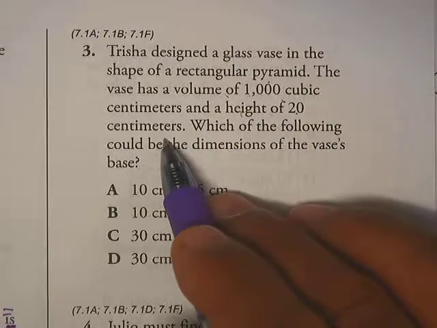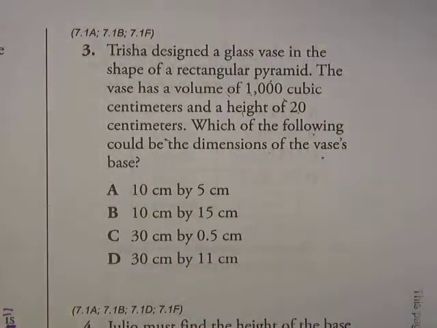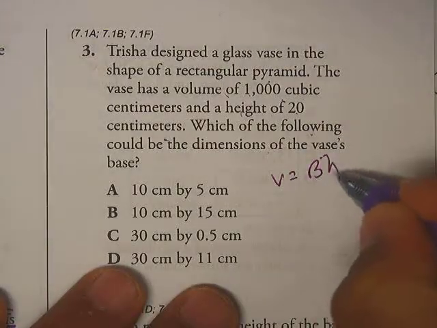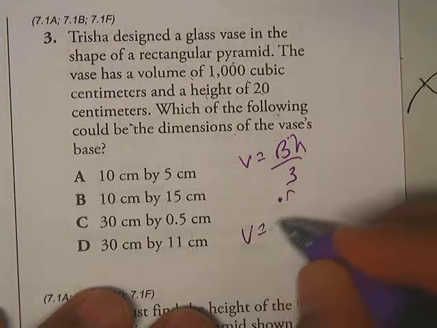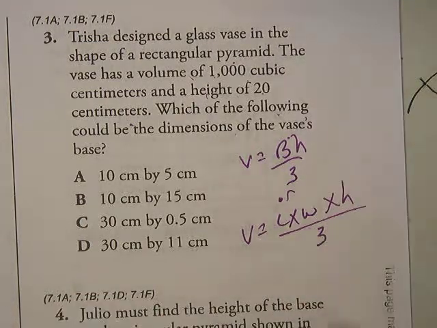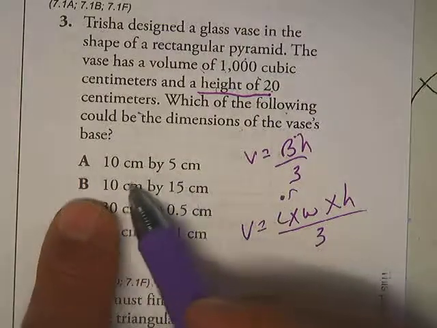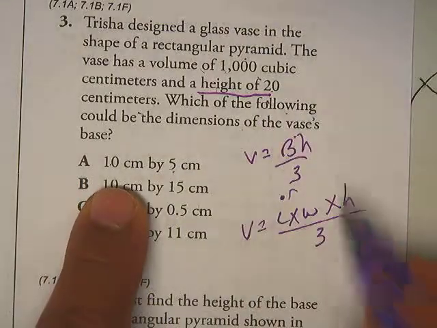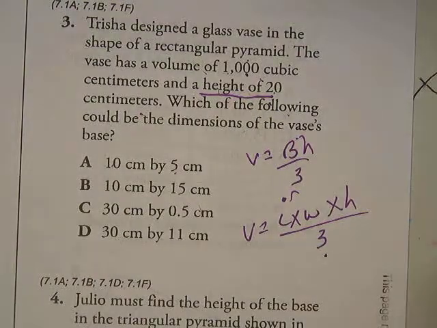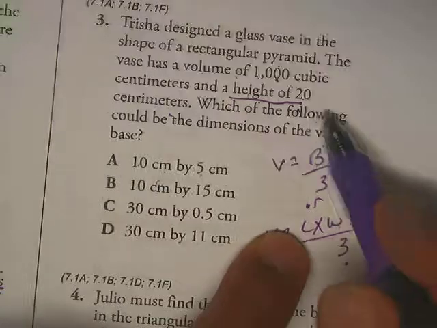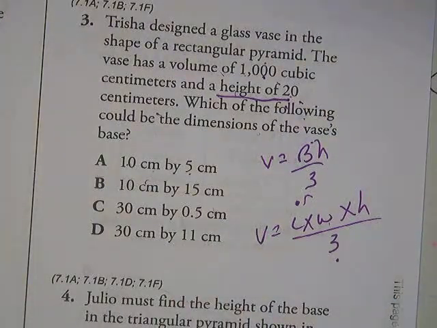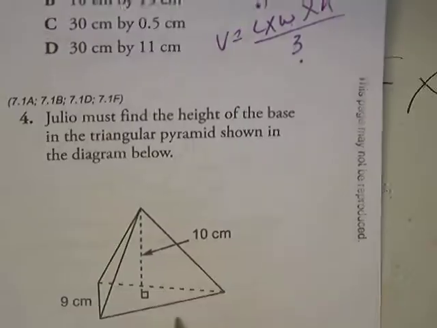Okay. Trisha designed a glass vase in the shape of a rectangular pyramid. The vase has a volume of 1,000 cubic centimeters and a height of 20 centimeters. Which of the following could be the dimensions of the vase? So you have a rectangular pyramid, so you divide by 3, or we can use length times width times height divided by 3. So that means these numbers go here, plus the height. So it's either 10 times 5 times 20 divided by 3. If that gives you 1,000, that's the answer. Substitute these numbers in here with the 20, divide by 3, and if that gives you 1,000, that's the answer. No biggie.